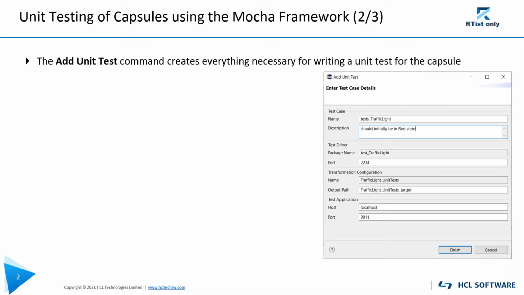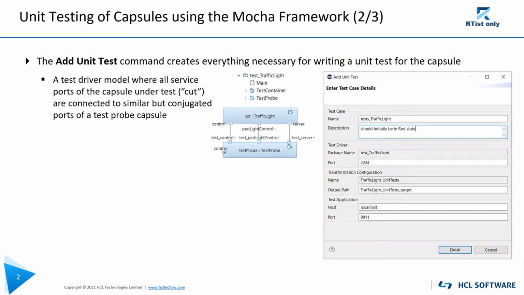And this is the test case form where we have to enter test case details. Totally three components will be created, and the details related to those three we have to enter in this dialog. The first component is the test driver model, where a new package will be created with the name test underscore capsule name. It contains two capsules, test container and test probe.